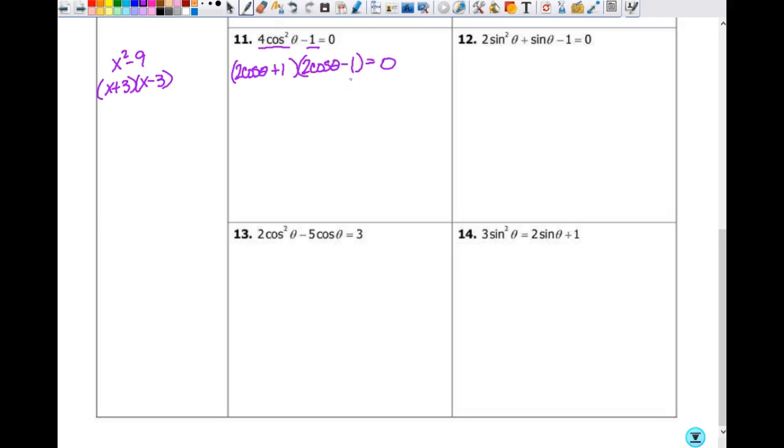So now I set each one of them equal to 0, which means that cosine theta is equal to -1/2, and cosine theta equals 1/2. So it just means I want all of the angles that would give me that 1/2. But what's the cosine inverse of 1/2?